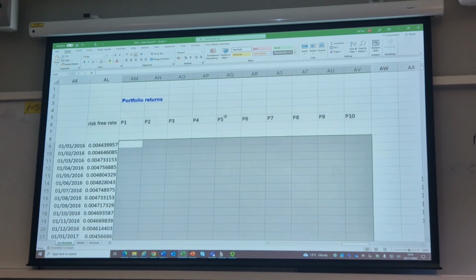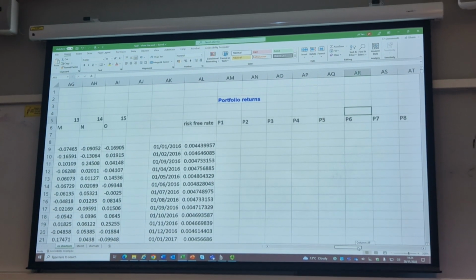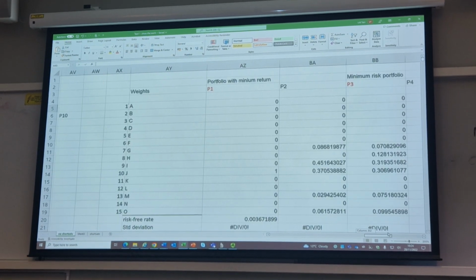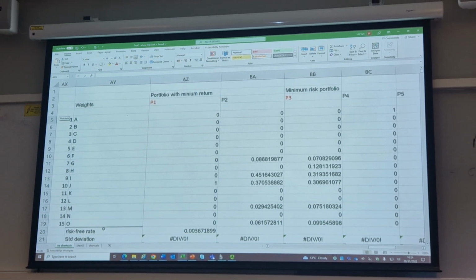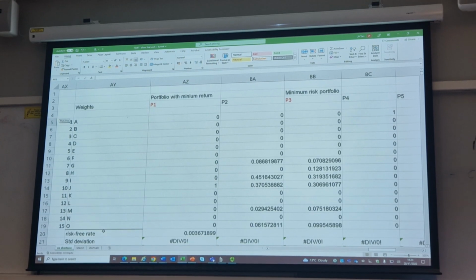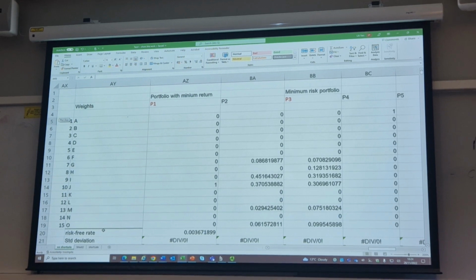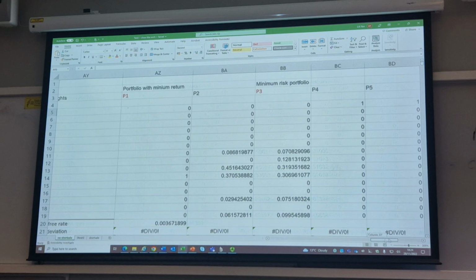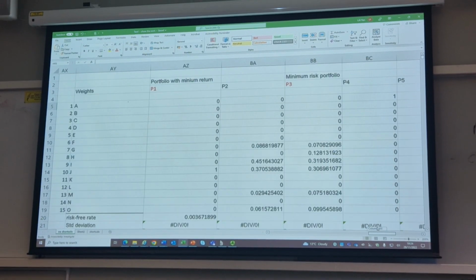Now, what we need to do is to get the portfolio return. We need to have 10 portfolios. So here we have weights for 30 stocks. Here I have 15, but you need to list the 30 stocks that you collected, the 30 stock names, and then 10 portfolios. So as you can see, 10 portfolios here.